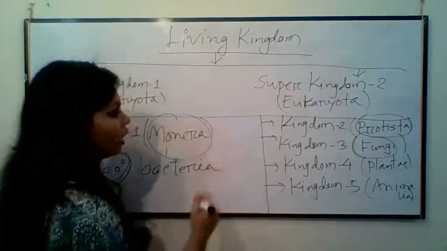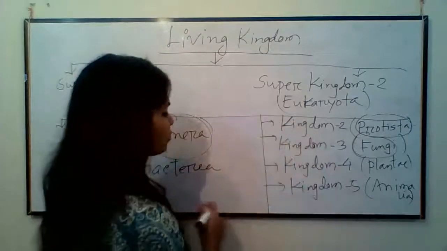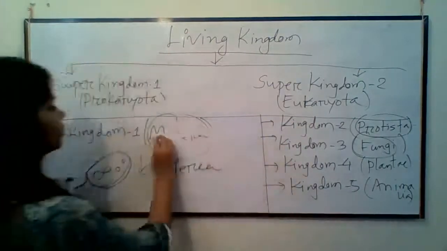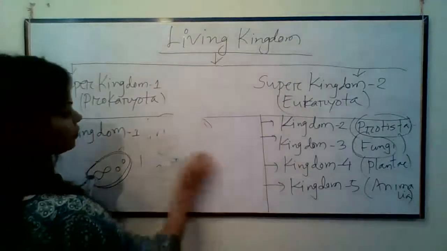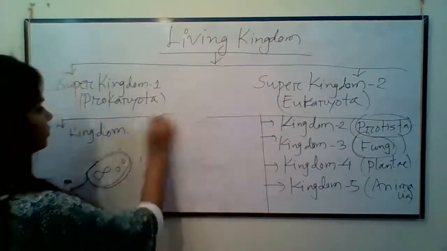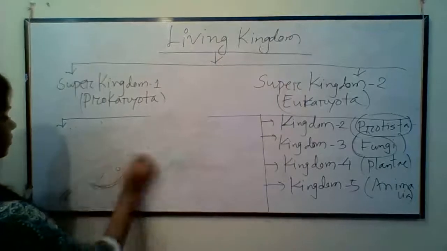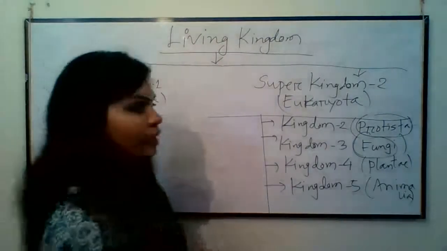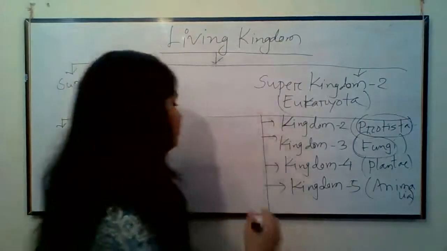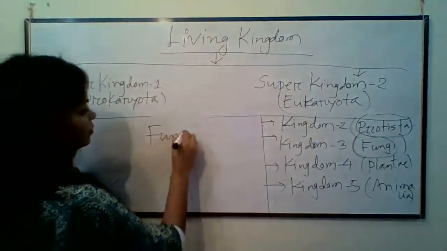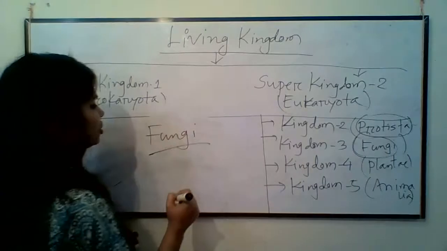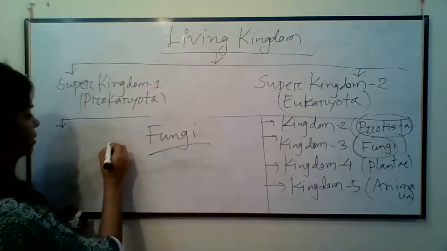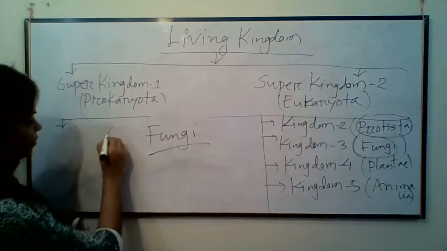So if I draw one fungus, that is mucor, how do I have to draw it? Like I'm showing now. Like an example of fungi. Fungi. So it will be like that.